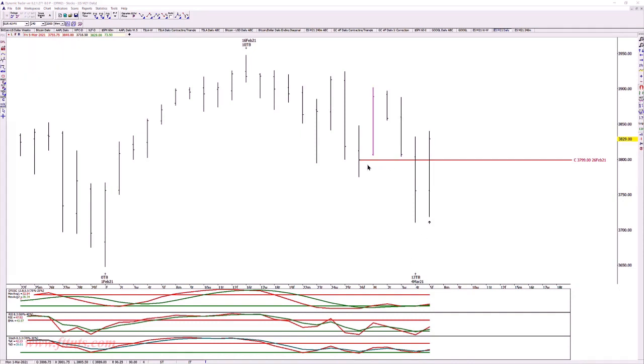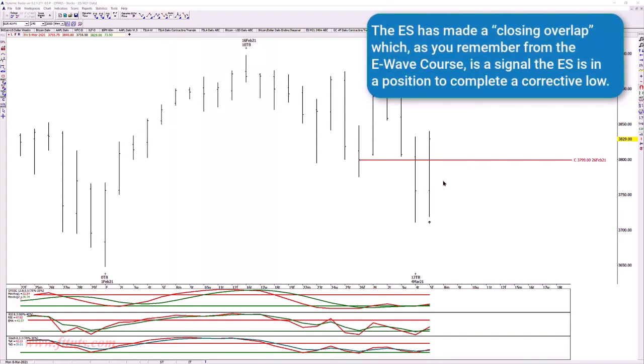And I just got this one line drawn in here. This is the line across the swing low made prior to this new low. And so as of the last bar, the ES has come up and traded into the closing range of the last decline. What does that mean? Without doing any fancy wave counts, as you know from the Elliott wave course, that's a closing overlap. It's a pretty good signal that a correction is complete.